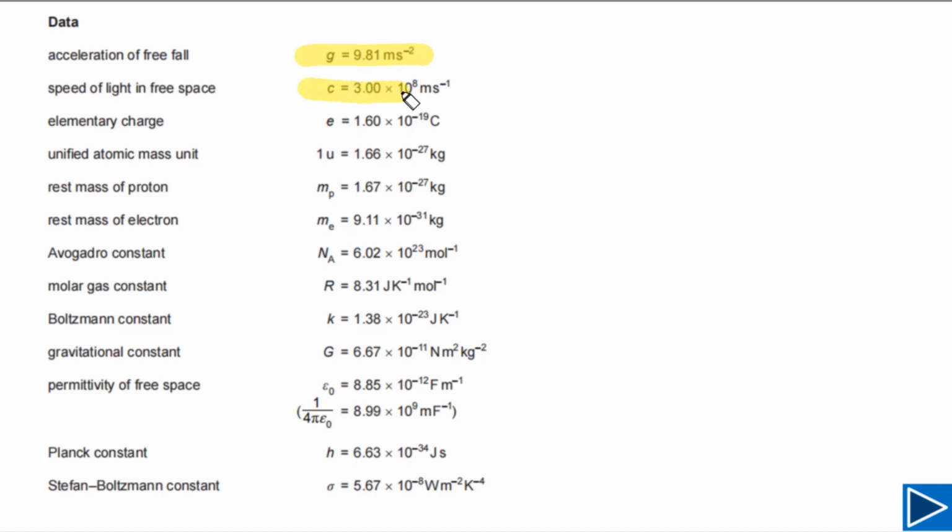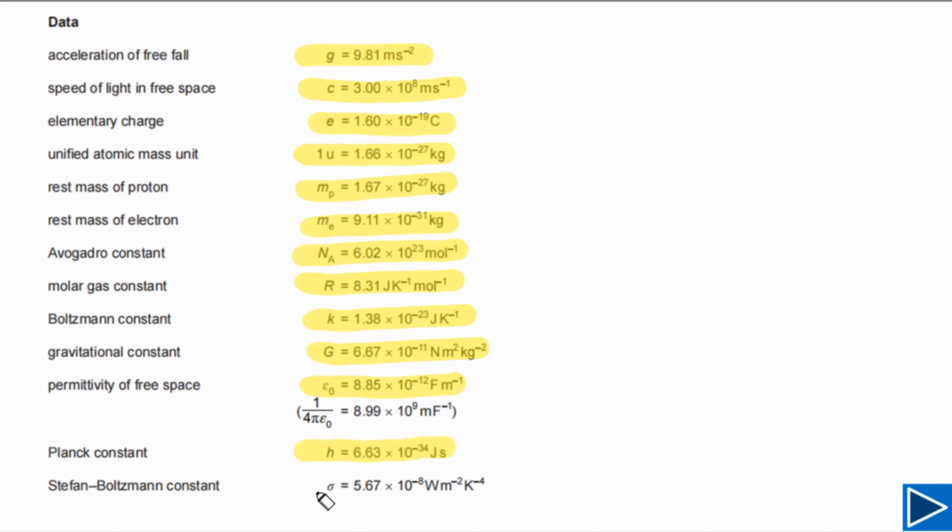the speed of light in air and vacuum is also given. Charge on electron is given to you. 1 u, meaning 1 atomic mass unit, is given to you. Mass of proton is given. Mass of electron is given. Avogadro's constant is given. Molar gas constant is given. Boltzmann constant is given. Gravitational constant is given. Permittivity of free space is also given to you. Planck's constant is given, and Stefan-Boltzmann constant is also given.